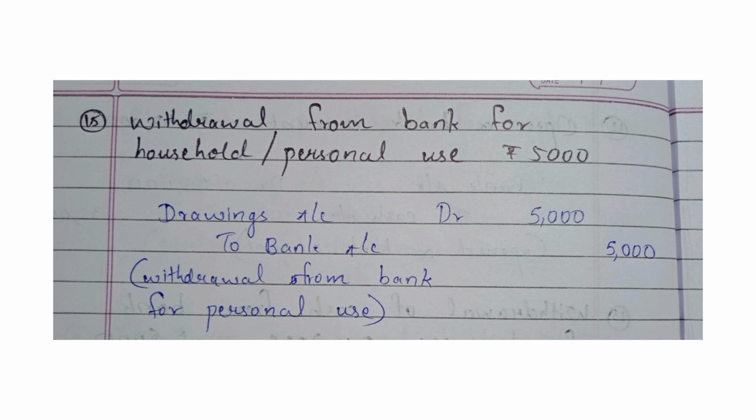The next one is withdrawal from bank for household or personal use, rupees 5,000. The only difference is that before it was in cash, now it's in bank. So drawings account debited to bank account.